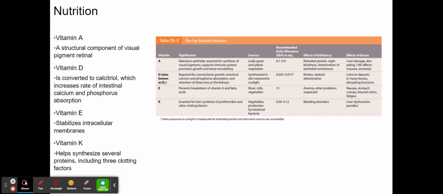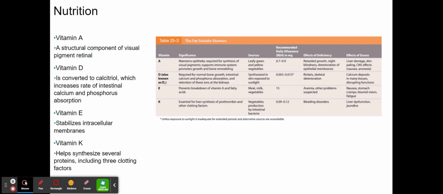Vitamin A has long been recognized as a structural component of the visual pigment retinal. It has more general metabolic effects that are not well understood. Vitamin D is ultimately converted to calcitriol. This hormone binds to cytoplasmic receptors within the intestinal epithelium and helps to increase the rate of intestinal absorption of calcium and phosphorus. Vitamin E is thought to stabilize intracellular membranes. Vitamin K is necessary in a reaction that's essential to the synthesis of several proteins, including at least 3 of the clotting factors.